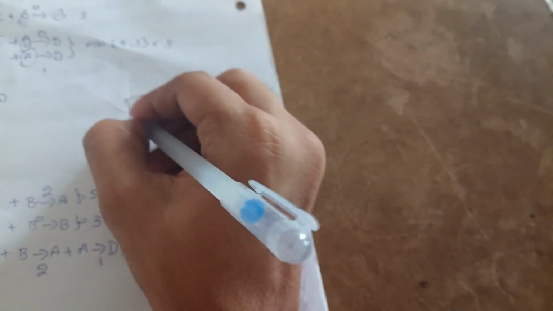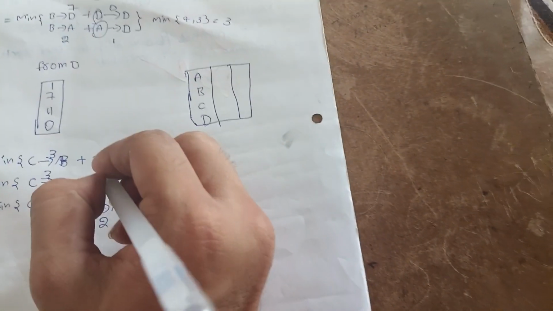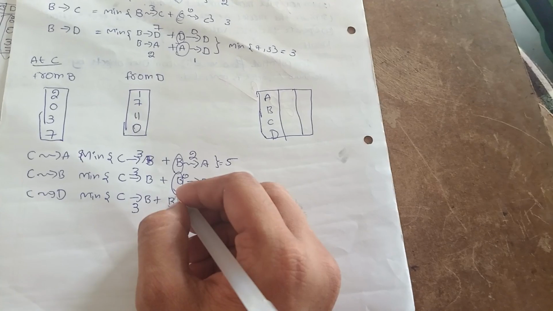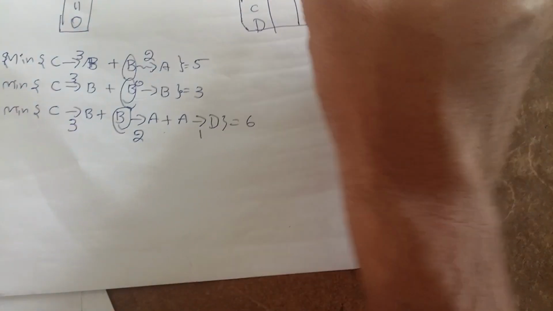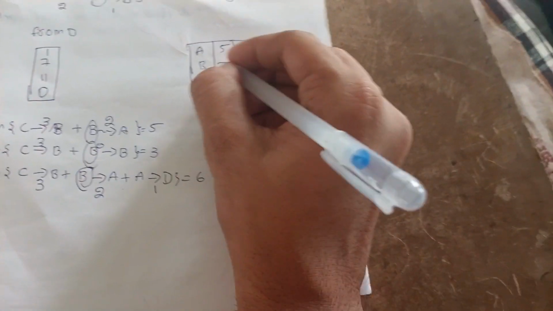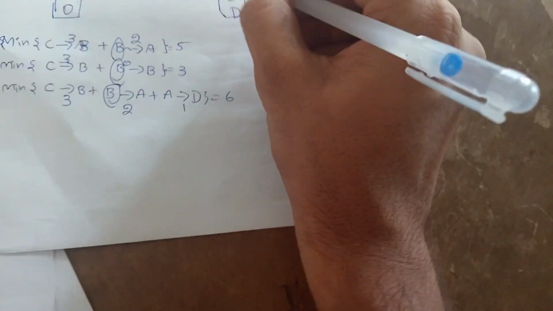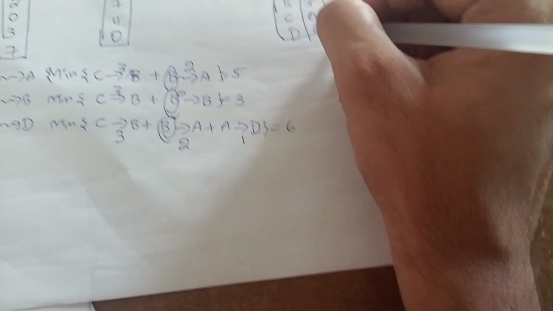Write one step as A, B, C, D, and the distance is here, and the next hop is here. Next hop is always this. Next, from C to A, the minimum distance is 5, and the next hop is B. C to B minimum distance is 3. C to C, the self distance, is always 0, and the next hop is C. C to D minimum distance is 6, and the next hop is B. Here also the next hop is B.